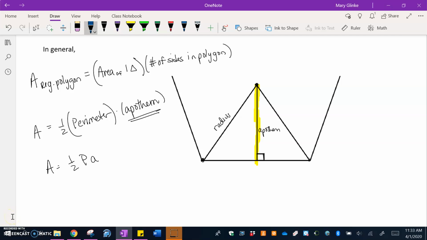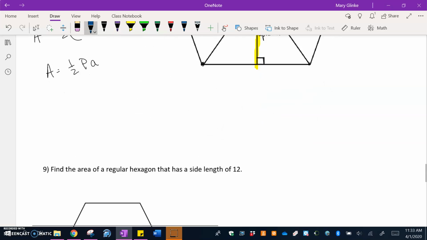Thanks for sticking with it. We have two more examples for 11.4 notes. Feel free to use whatever formula you'd like in order to find the area of the regular polygon.